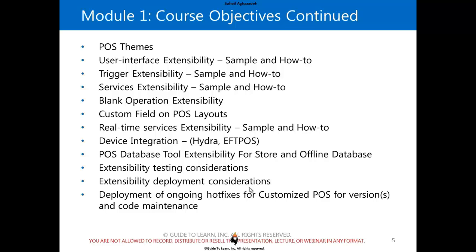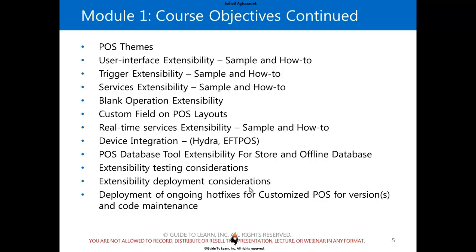Then we get into the default functionality of core section, which consists of triggers and services. So we learn how to extend a trigger and how to extend the service, obviously, by going through the demo code. Also, additional to existing functionality of the point of sale, many buttons are available off the shelf, but we can add a blank operation into the point of sale and extend it the way we like.